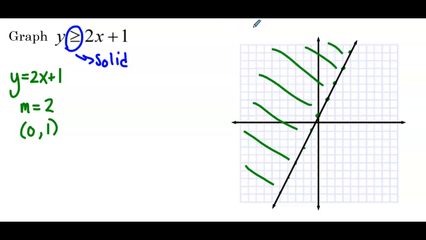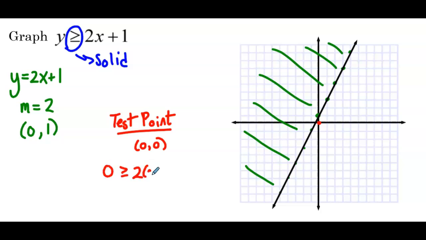Now, if that didn't make sense, pick a test point. Now 0, 0 is not on the line. I know it's really close, but it's not on the line. Okay, so we can also use a test point, which is 0, 0. So substitute that into the inequality. So we'd have 0 is greater than or equal to 2 times 0 plus 1. So we'd have 0 is greater than or equal to 1, which is not true. So that means that red point should not be in the solution set. And since we already graphed the solution set, we could see that it is in fact not in the solution set of this inequality.